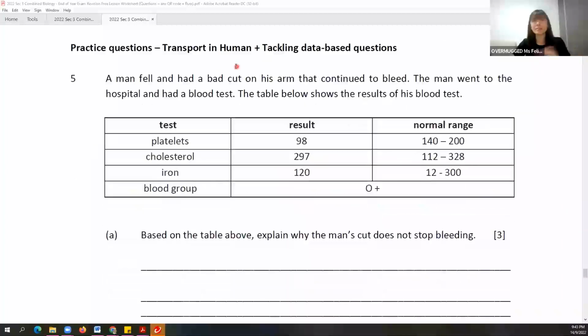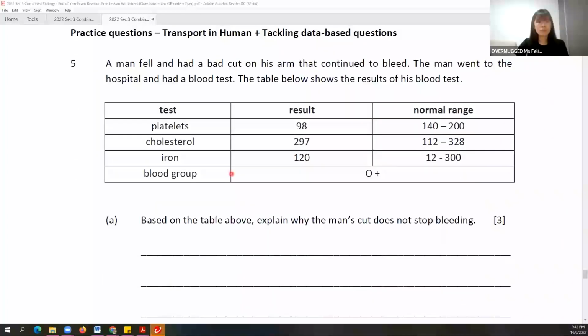It's inside. Okay, then the next question over here, they say that a man fell and had a bad cut on his arm and made him continue to bleed. And the man then went to the hospital and had a blood test, and this is his blood test. So this is like his result versus normal. Can you tell me which of the numbers here look abnormal? So based on the table, which value is abnormal? Correct, it's the platelet. Do you realize it's like way lower? But the rest are fine. It's all within the range.